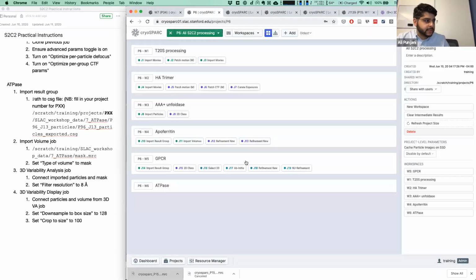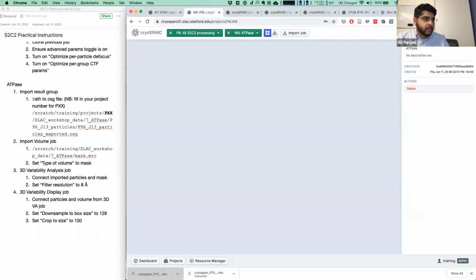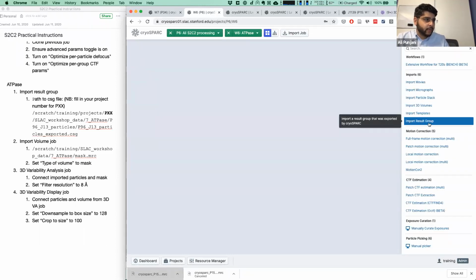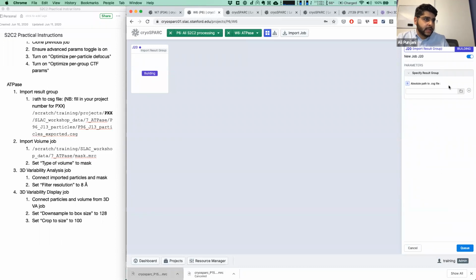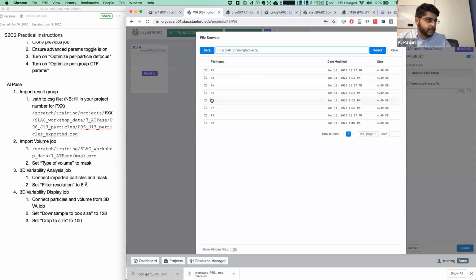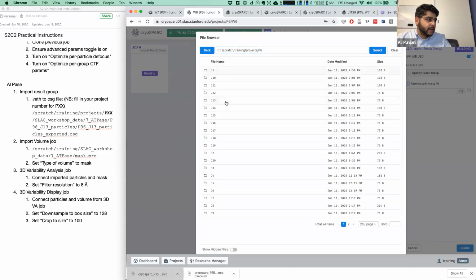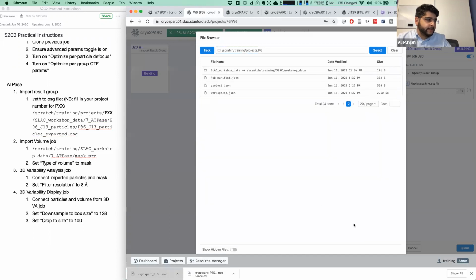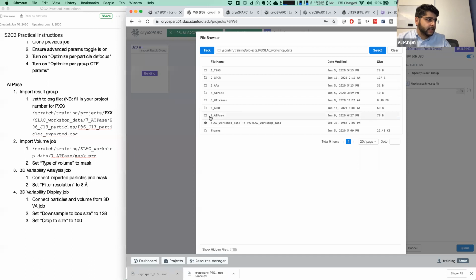It should be probably second nature at this point. In that workspace, create a job, again, import result groups, and specify a path to a CSG file, again, looking inside the Scratch training projects folder, your own project number, which is in the top left corner if you're in CryoSPARC, so in my case, project 6. And inside of that project, you will find the Slack workshop data folder. Open that and look for dataset number 7, ATPase.